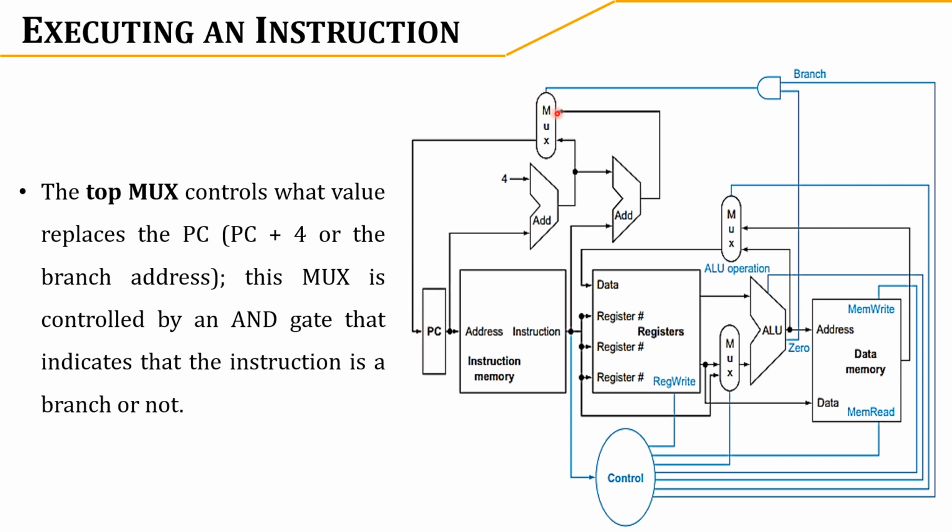Either the PC plus 4 or the branch address will be updated in the PC. That is controlled by an AND gate also. This AND gate determines whether the instruction is a branch instruction or not. Based on that, this multiplexer controls what value replaces the PC, whether the PC is updated by PC plus 4 or with the branch address.